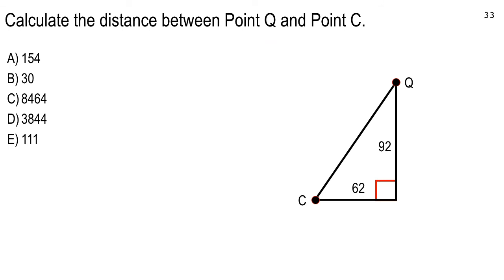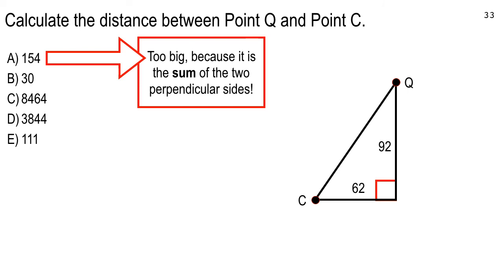Right now, 154. Why is that no good? 154 is too big. That's the sum of the two perpendicular sides, 62 and 92. Now, if you're walking in New York City, west on 12th Street and then north on 5th Avenue, the way I used to when I was a student at NYU, that's how many meters you have to go. But if you're going along the straight line CQ as the crow flies, you don't add those up. So that's too big, and you can reject that one.